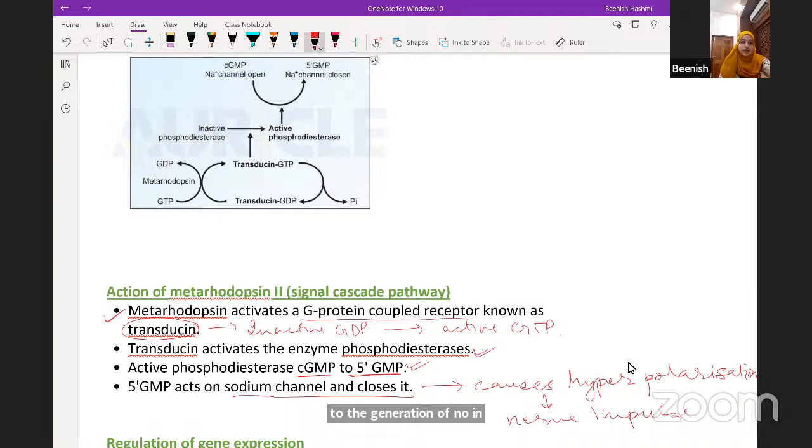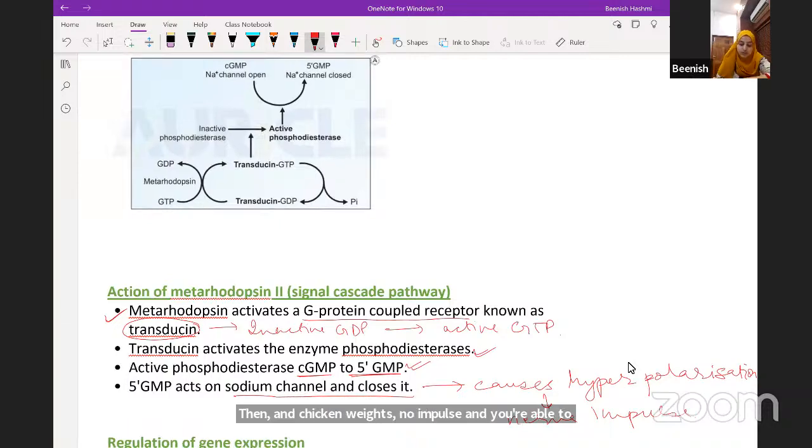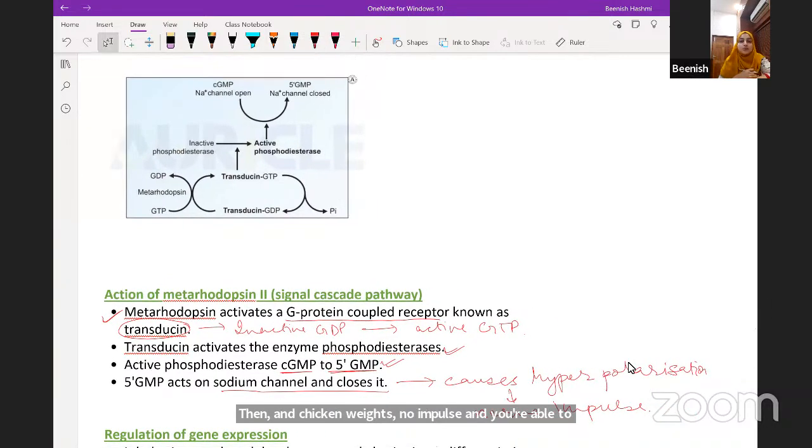And this hyperpolarization leads to the generation of nerve impulse. Usually action potential happens because of depolarization. Now, this is an exception where your action potential is taking place not because of depolarization but because of hyperpolarization. And this hyperpolarization then generates a nerve impulse, and you're able to see things around. So, this is why your metarhodopsin 2 becomes important. And this is how your vitamin A is involved in vision.